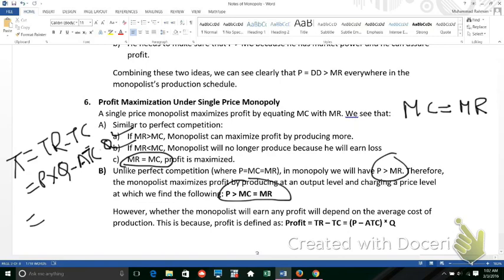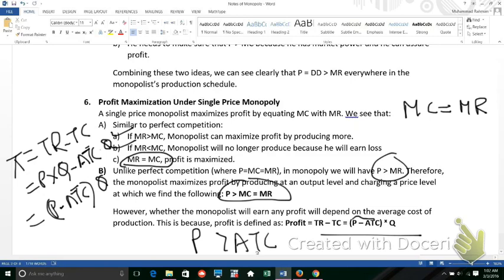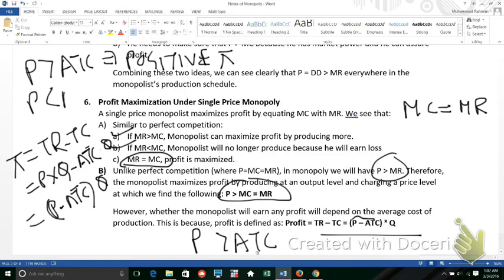So if we take Q common out of these two, we can write profit more concretely as (P minus average total cost) times Q, and that's what you see here. So your profit is going to be positive if P is greater than average total cost, right? Do you see that? If the term inside the bracket is positive, only then profit can be positive. So if price is greater than average cost, we are going to have positive profit. If price is less than average total cost, we are going to have negative profit.